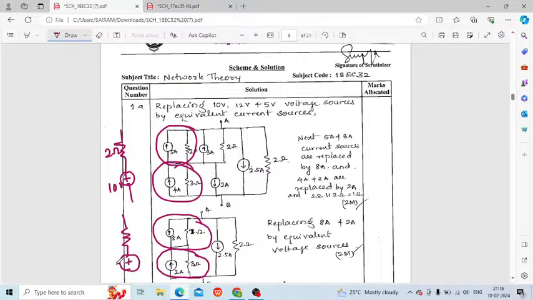And here also you had 5 volt in series with what? 5 or 12, I'm sorry, 12. 12 volt in series with some 3 ampere. You had that, right? And here you had 5 volt in series with 2 ohm, right? So that one you're going to replace by the equivalent current source. That is the first step.